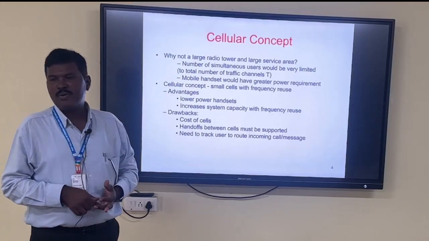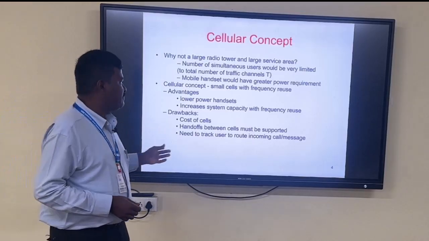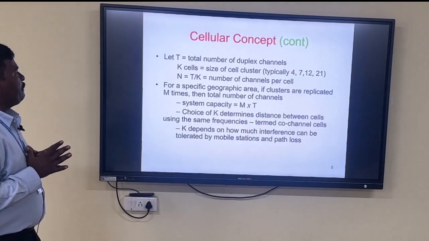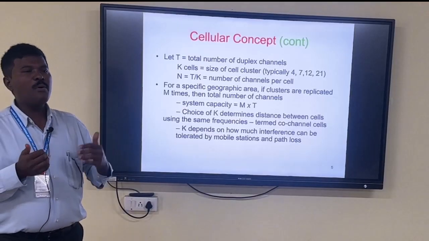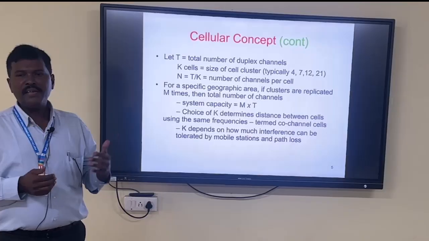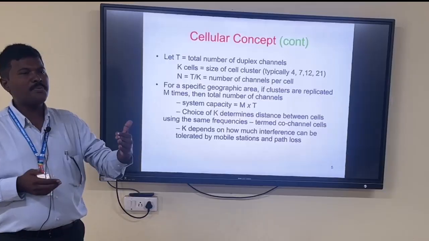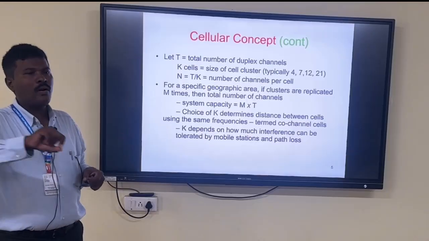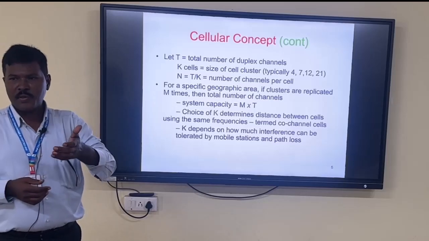The handoff between the cells must be supported, and the system needs to track the user to route incoming calls and messages. Here, let T be the total number of duplex channels. As I told you, each cell comes with a number of channels available. Duplex means the streaming is in two directions, transmitting and receiving at the same time. So two channels will be there, one for incoming and one for outgoing. Two processes in that particular channel is called a duplex channel.